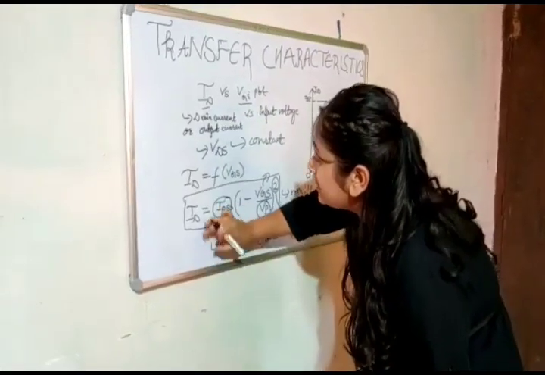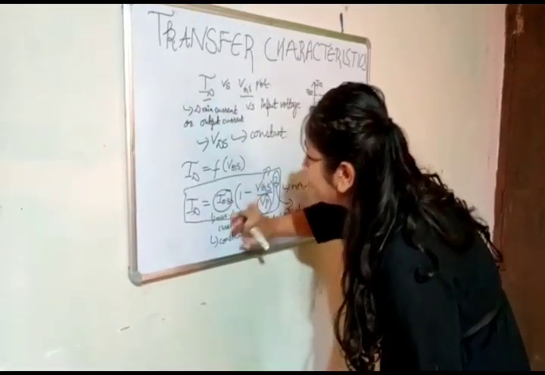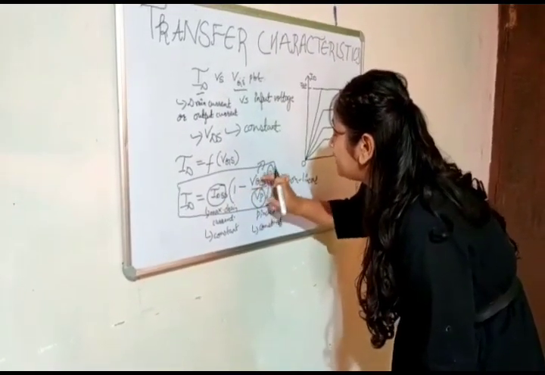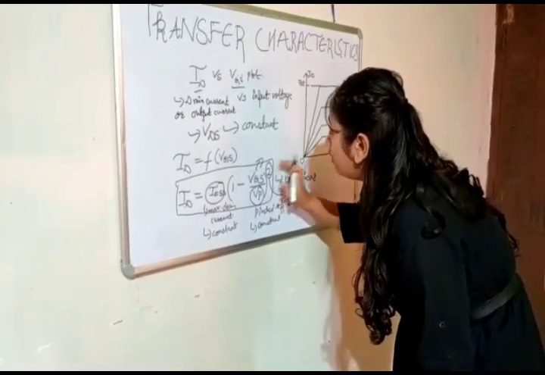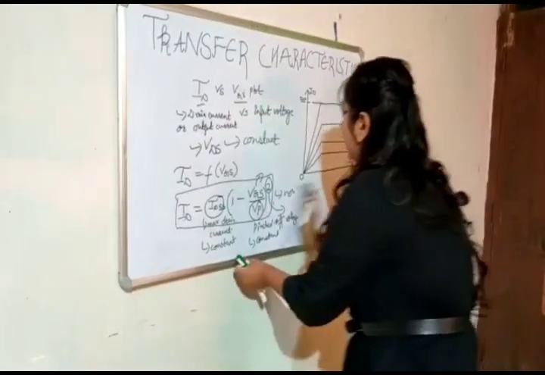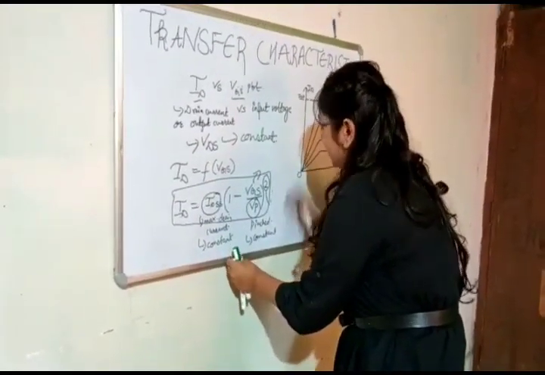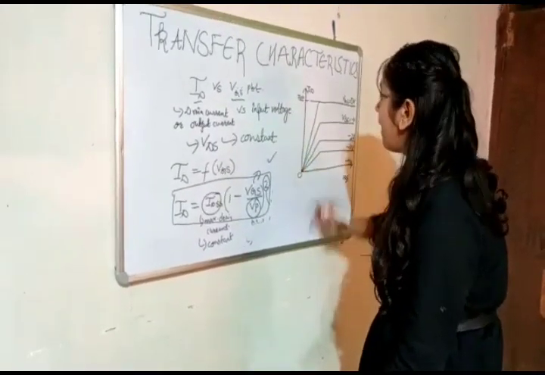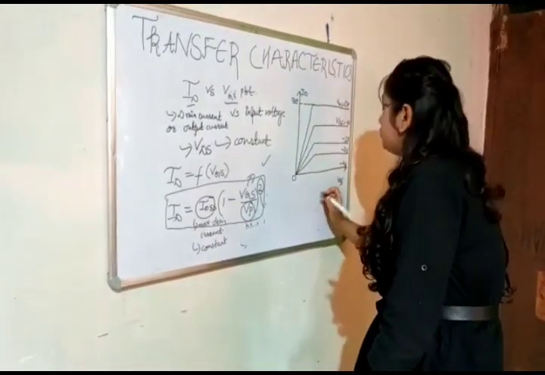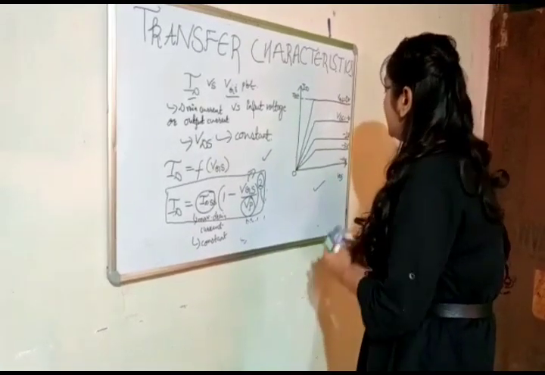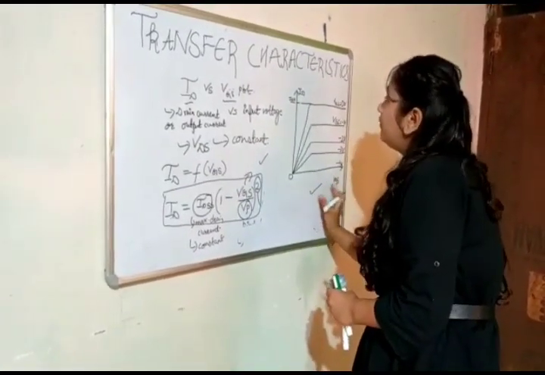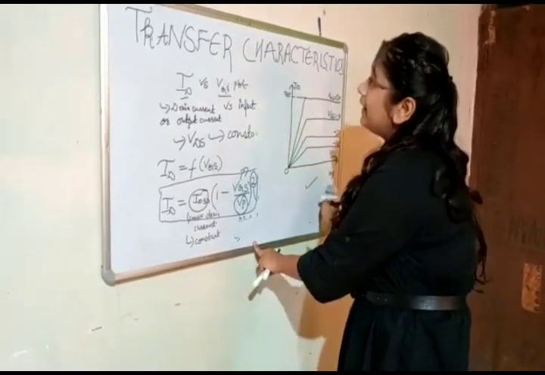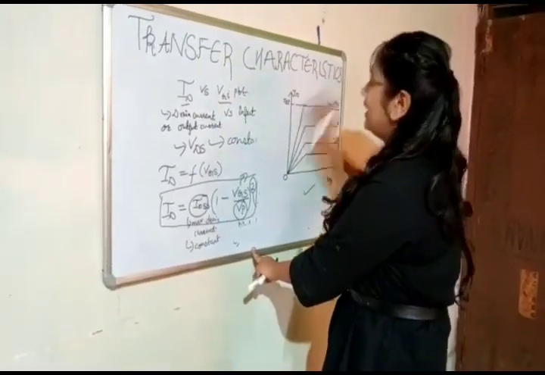So the relationship between ID and IDSS is ID equals IDSS times 1 minus VGS by VP, whole square. Now we can find the transfer characteristic by using this equation and also by using the drain characteristic, the output characteristic. So here we will use this output or drain characteristic to find the transfer characteristic.